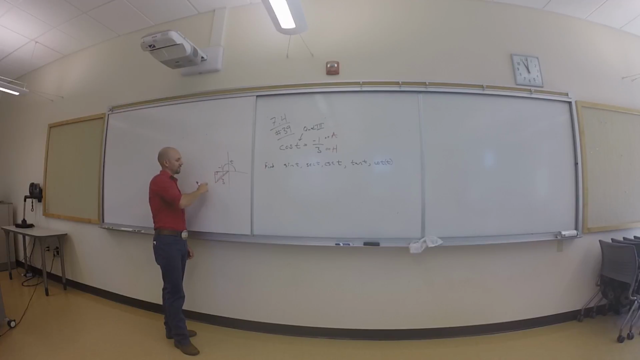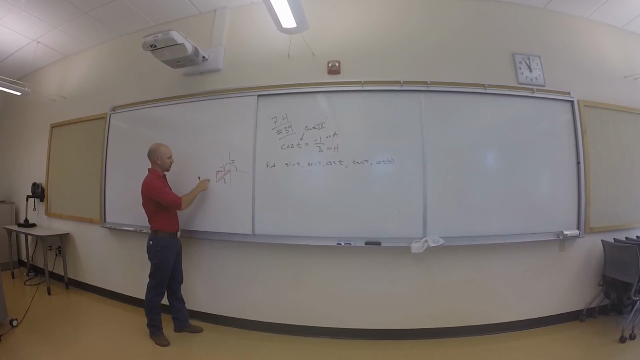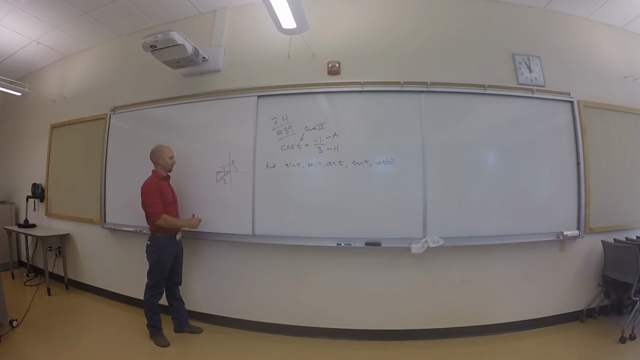How can I find this? Pythagorean Theorem. We could do the law of cosines, or we could do the Pythagorean Theorem. I would really recommend the Pythagorean Theorem because it's easier. So what's the Pythagorean Theorem say here? What do you want to call this side? B. I'm going to call that one B.